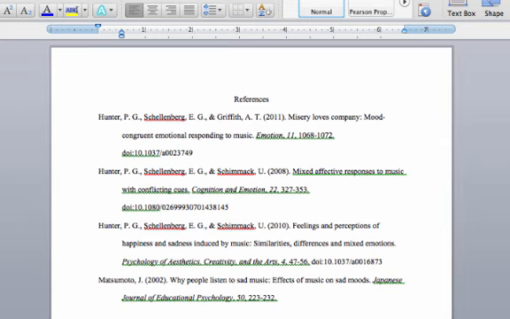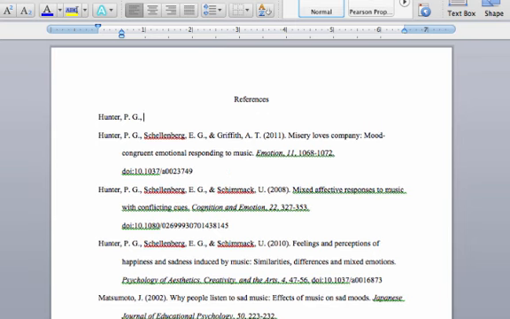Sometimes you might cite the chapter of a book. If so, follow the same rule of starting with the authors, followed by the publication year, followed by the title of the chapter in sentence case. Then we have a special construction for edited books. First, we write the word "In," and then we include the names of the editors of the book.